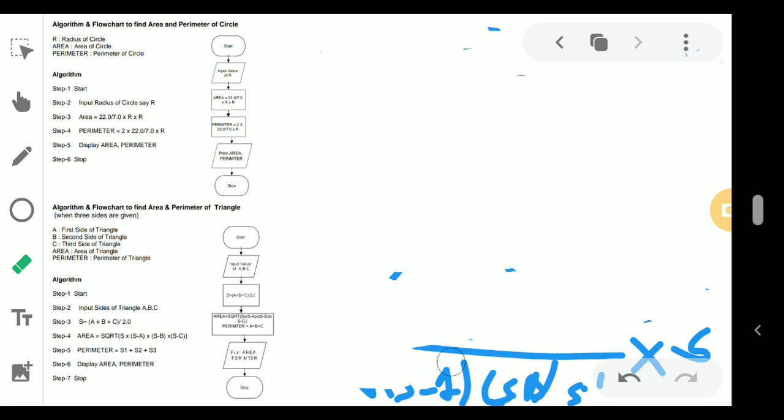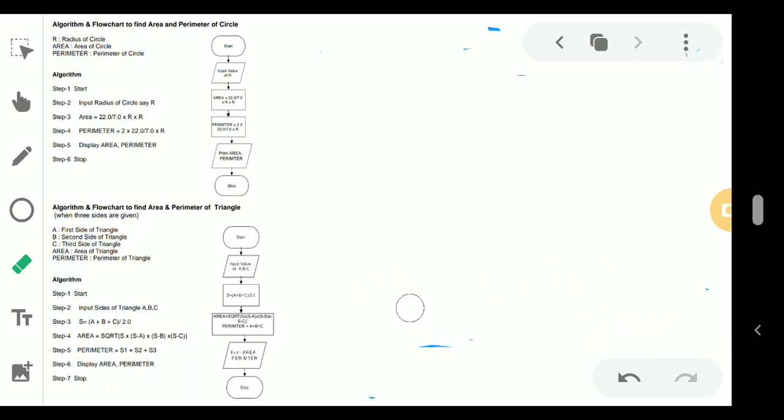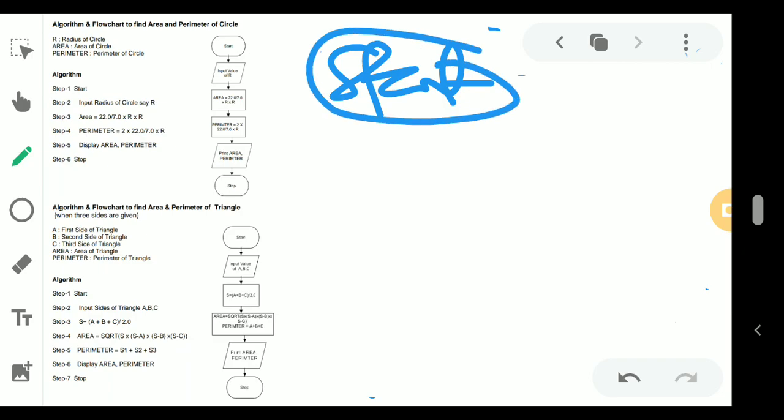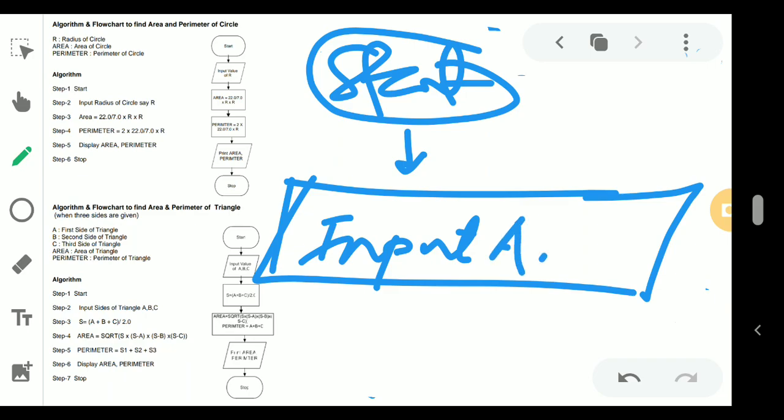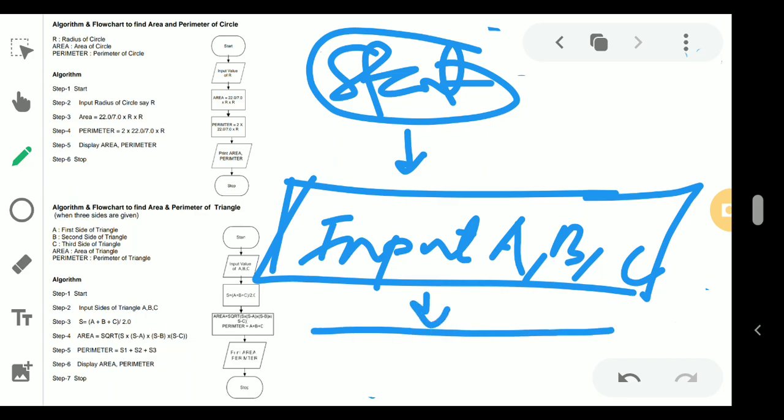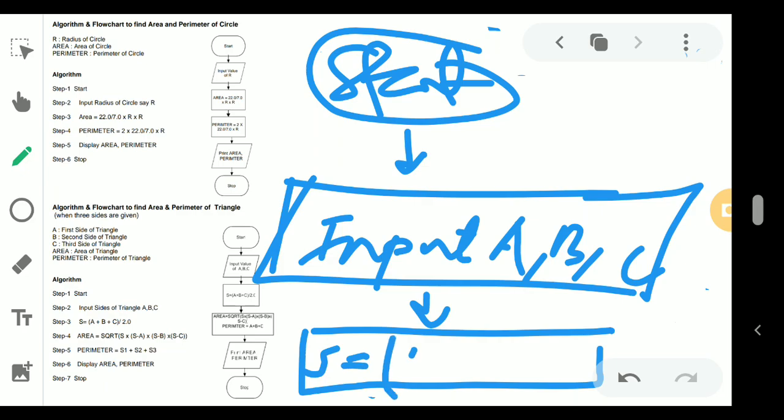Now we will move forward to the flowchart part. Start we have done. Next we take the input for three variables: input A, B, C. Then there will be a process box to calculate S. S is A plus B plus C divided by 2. So S is calculated.